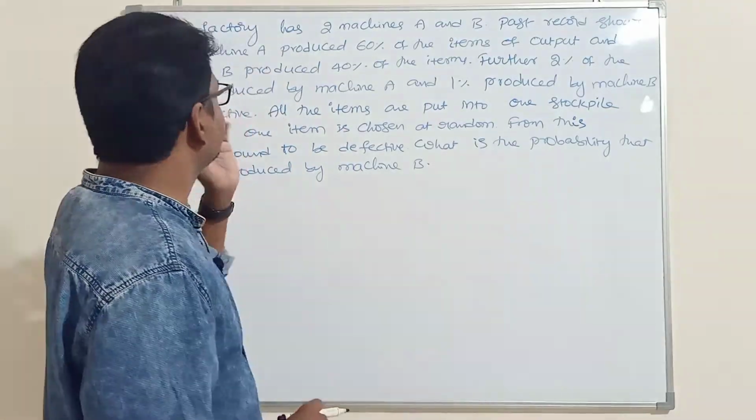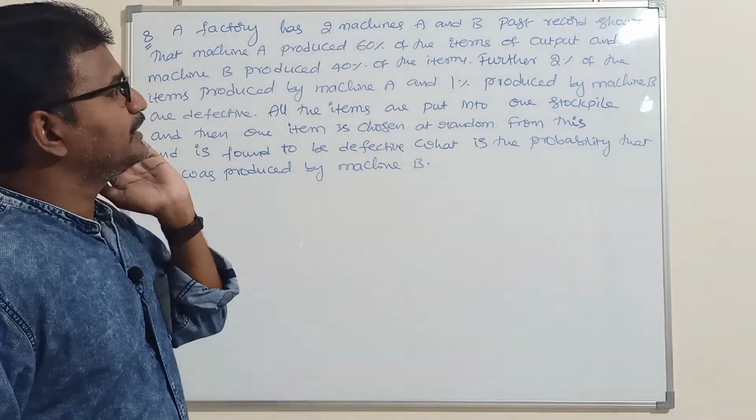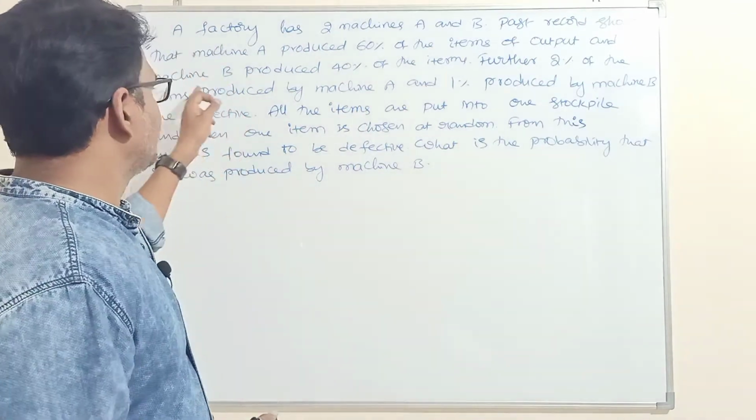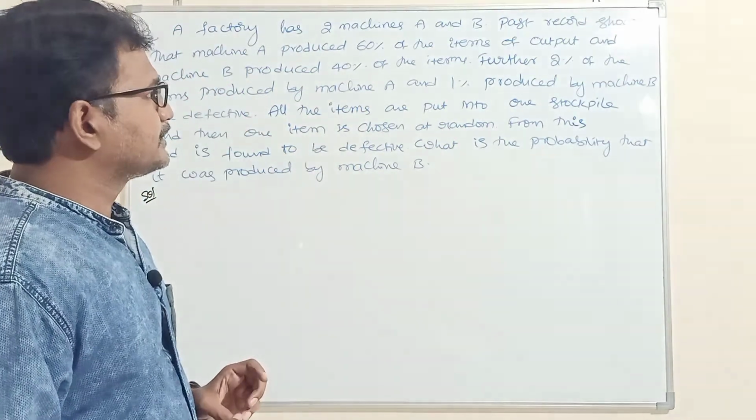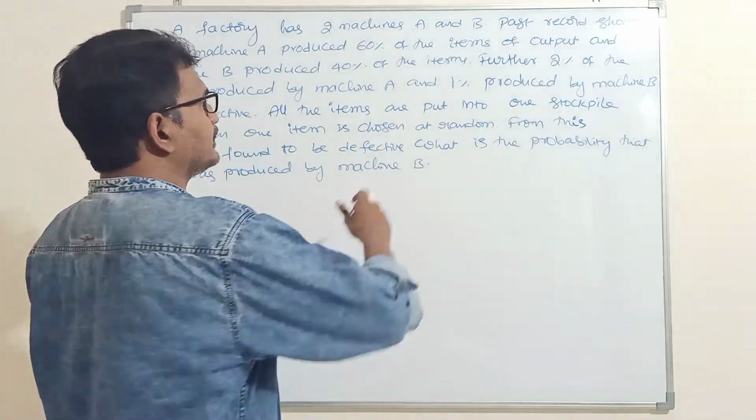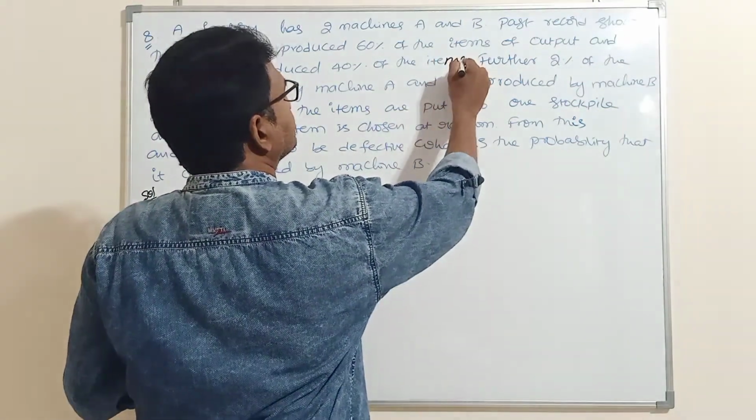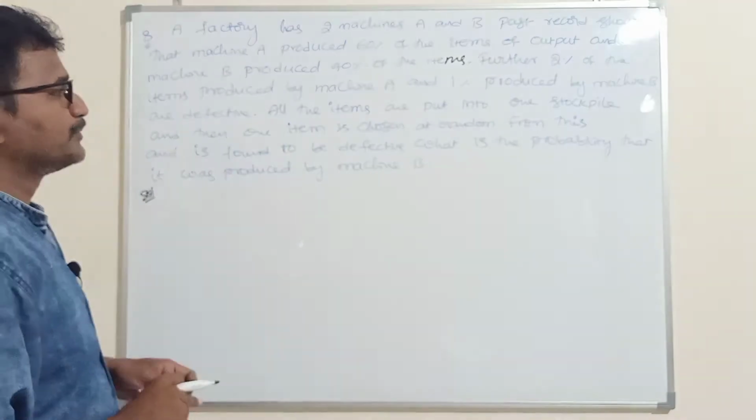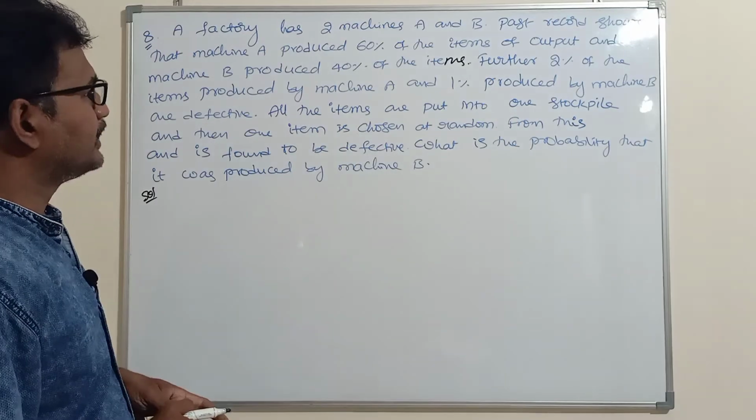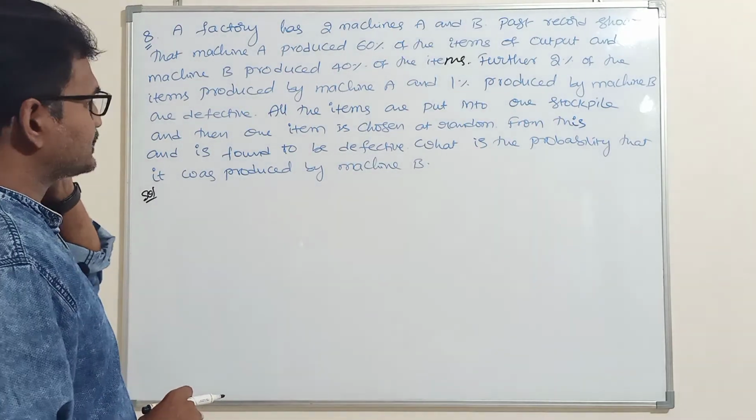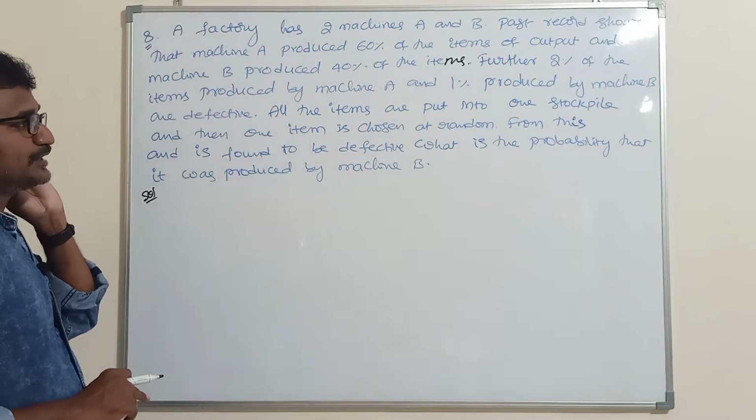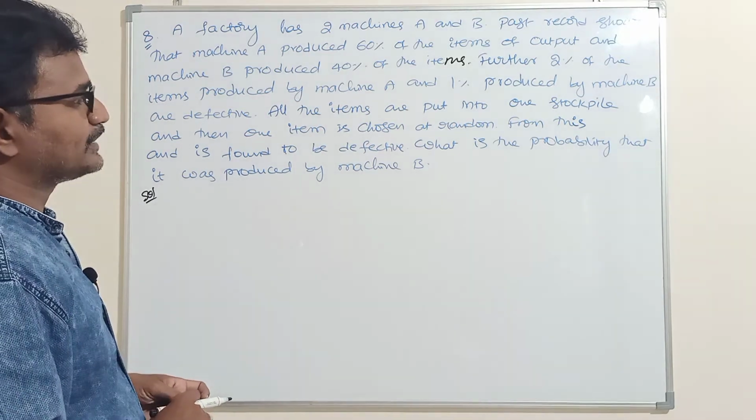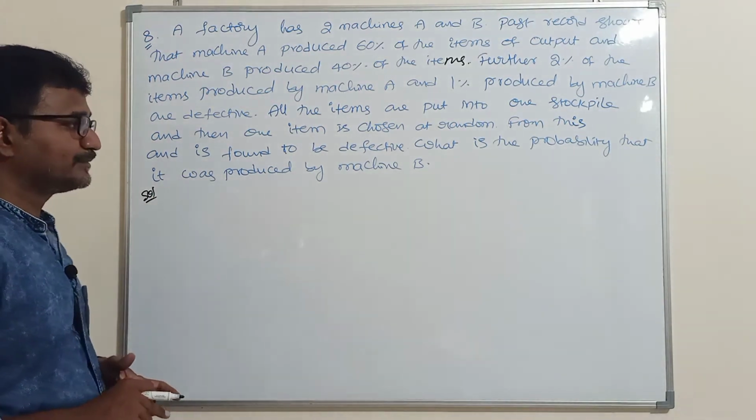Next problem, problem number 8. A factory has two machines A and B. Past record shows that machine A produced 60% of the items of output and machine B produced 40% of the items. Further, 2% of the items produced by machine A and 1% produced by machine B are defective. All the items are put into one stockpile and then one item is chosen at random from this and is found to be defective. What is the probability that it was produced by machine B?